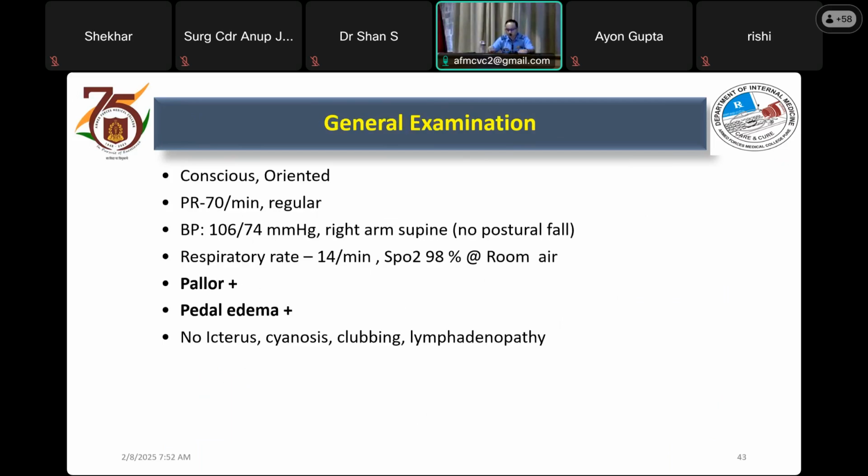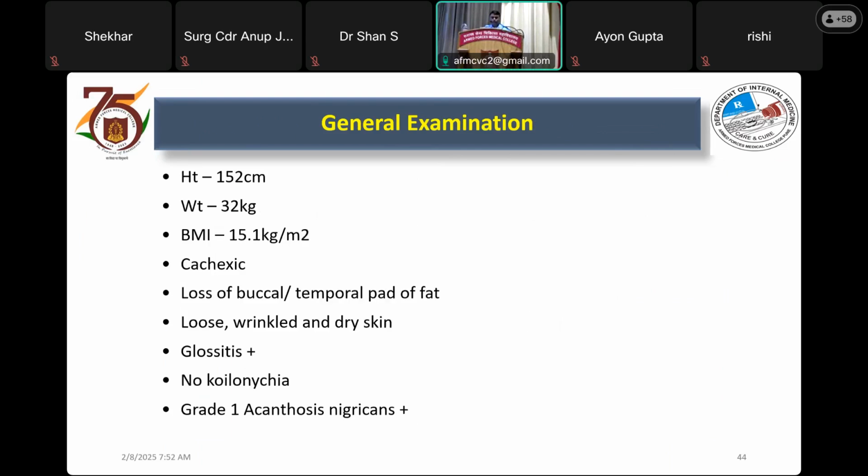Coming to the general examination, my patient was conscious, oriented. Her pulse was 70 per minute regular. Her BP was 106/74, right arm supine with no postural fall. Her respiratory rate was 14 per minute with SpO2 of 98% at room air. She had pallor and pedal edema. However, there was no icterus, cyanosis, clubbing, or lymphadenopathy. Her height was 152 centimeters with a weight of 32 kg. Her BMI was 15.1 kg per meter square.